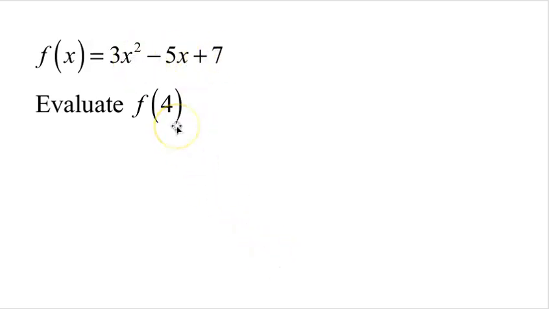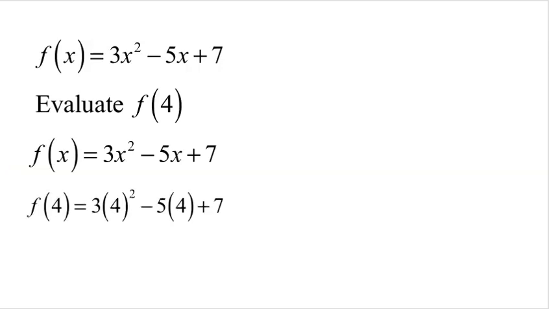So in this situation, we want to find f of 4. When you want to evaluate any function, plug in the value in parentheses. So what we've done here is we've taken 3x squared minus 5x plus 7, and plugged 4 in for x in parentheses. The order of operations tells us to do the exponent first. 4 squared is done before the 3 times 4. Exponents come before multiplication in the order of operations.